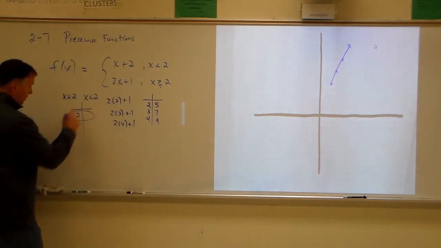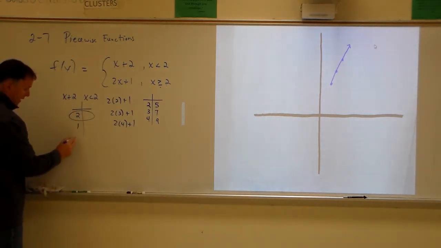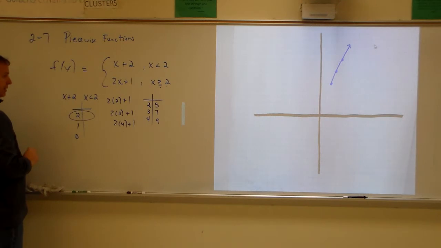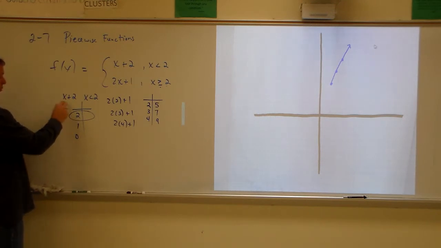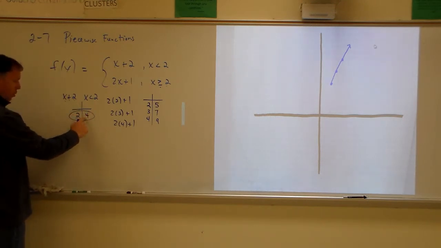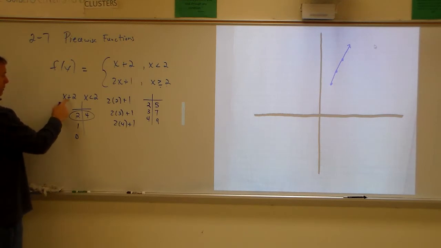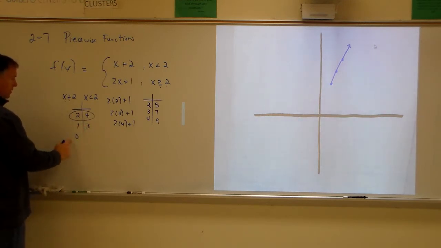So x is less than 2, now I can pick 1 and I can pick 0. Well, let's plug that in, let's see what we got. If I plug in a 2, 2 plus 2 is 4. Again, open circle. 1, 1 plus 2 is 3. 0, 0 plus 2 is 2.